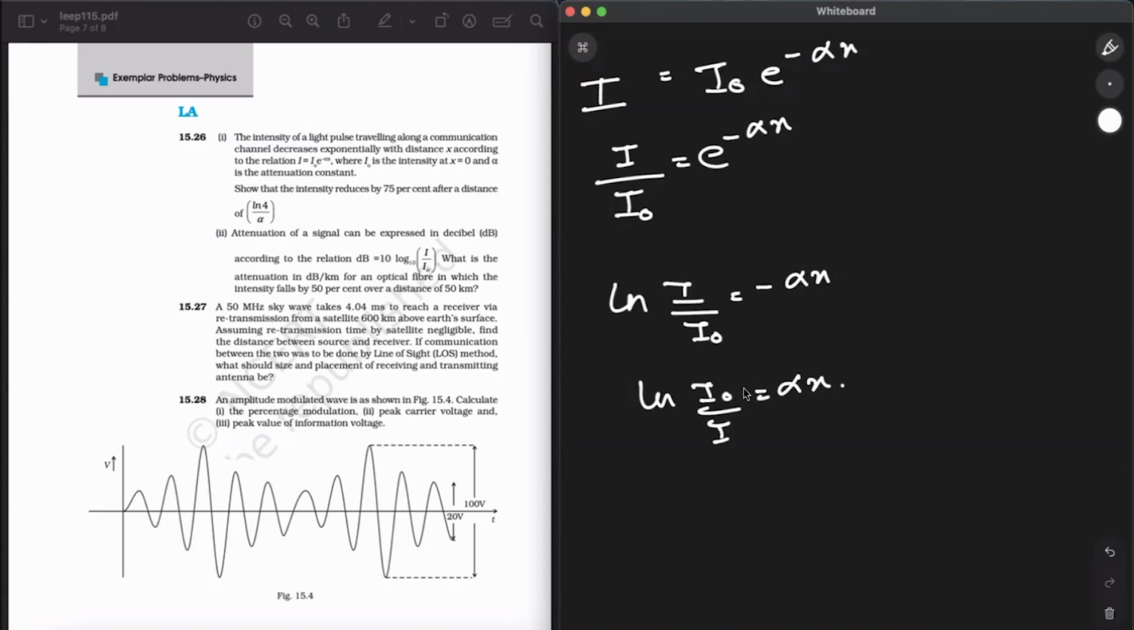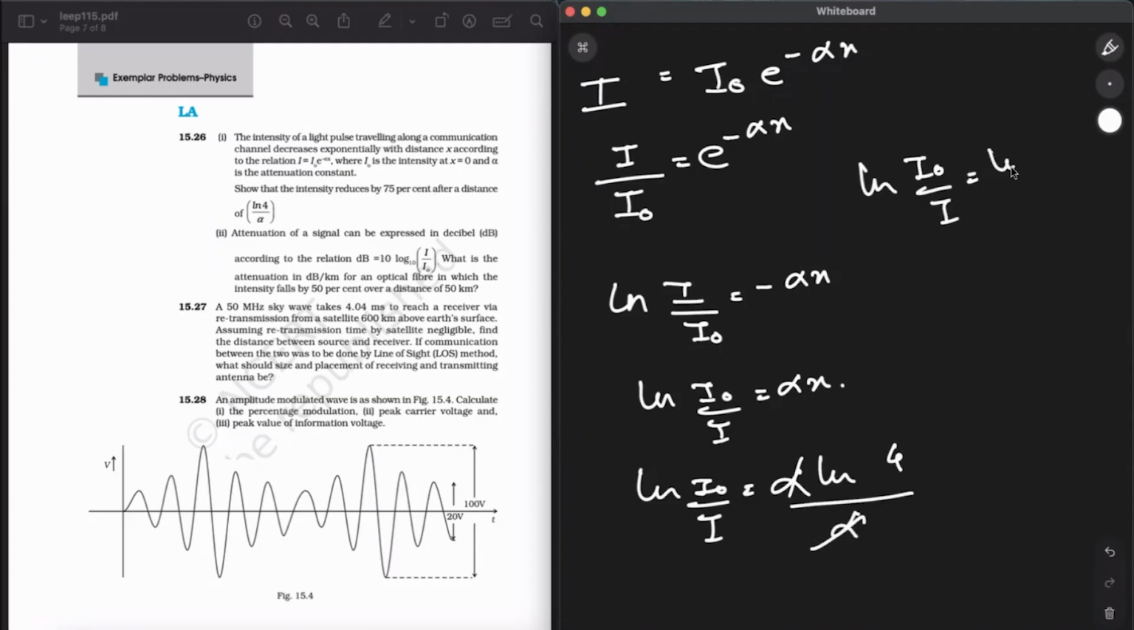Now at x equal to ln 4 by alpha, if I put the value for it, ln of I naught upon I is equal to alpha times ln 4, the whole upon alpha. So ln of I naught upon I is equal to ln 4. That means that I naught upon I is equal to 4. Simple.